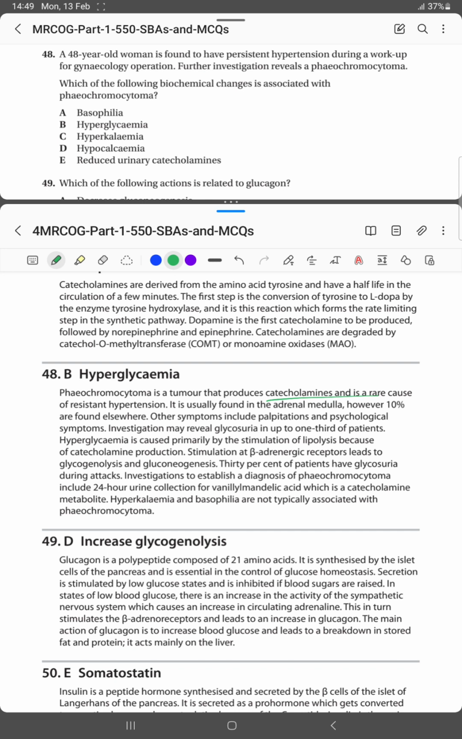Stimulation of the adrenergic alpha and beta receptors leads to glycogenolysis and gluconeogenesis. 30% of the patients have glycosuria during the attacks. Investigations to establish a diagnosis of pheochromocytoma include a 24-hour urine collection for vanillylmandelic acid, which is a catecholamine metabolite. Hyperkalemia and basophilia are not typically associated with pheochromocytoma.